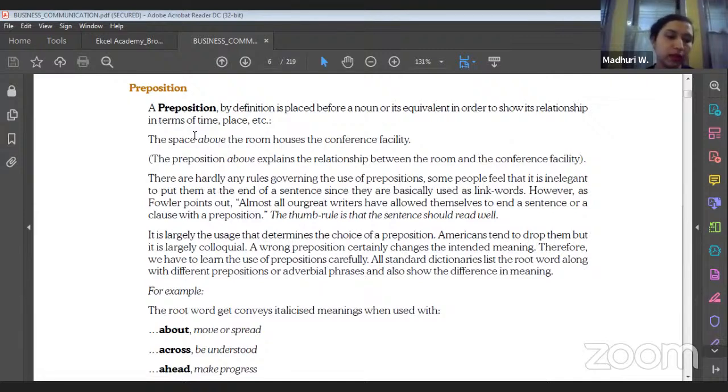Yeah, so it's about time-related things. It could also be place-related things, Sumati. So let's take a look here. The space above the room houses the conference facility. So the place above the room. It explains the relationship between the room and the conference facility. Where is the conference facility located? Above the room, right?